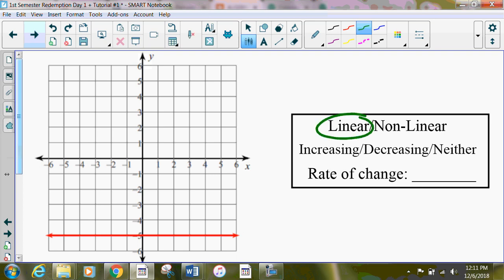Now, this is the interesting thing. If we sign our name on this line, am I increasing or decreasing? Neither, right? There's no change in the way I'm writing. It's just one flat line. So this one's going to be a neither.